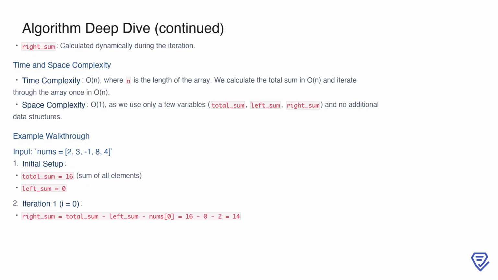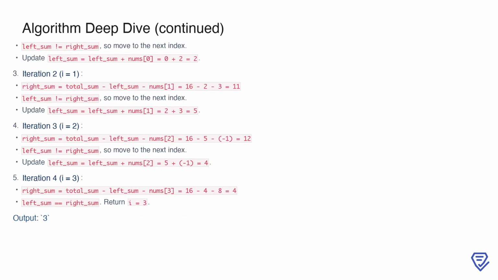Let's consider an example to solidify this understanding. Suppose the input array is nums = [2, 3, -1, 8, 4]. We start by calculating the total sum, which is 16, and initialize the left sum to 0. As we iterate through the array, we calculate the right sum dynamically and compare it with the left sum at each step. For the first element, at index 0, the right sum is calculated as 14, which does not match the left sum of 0.